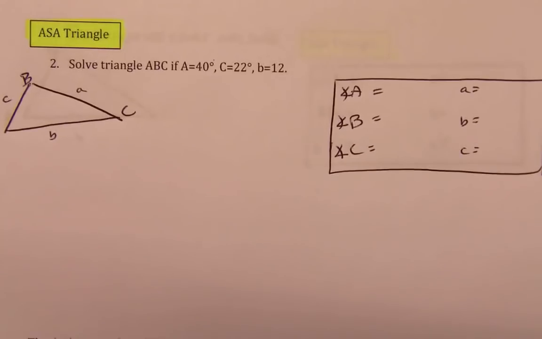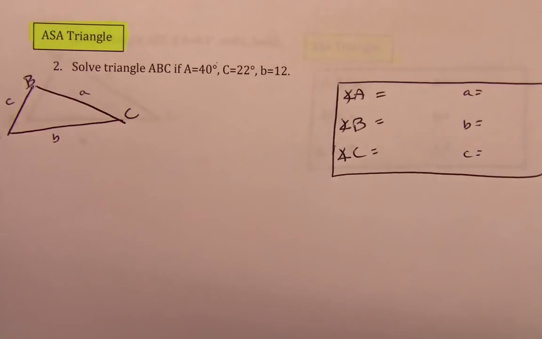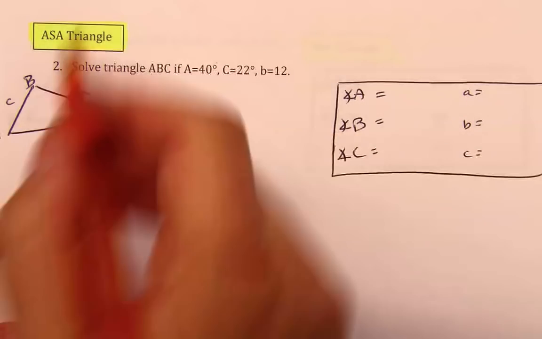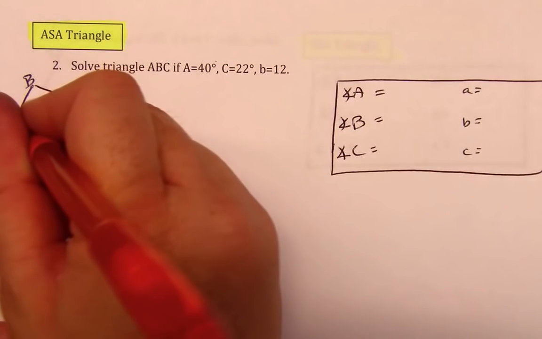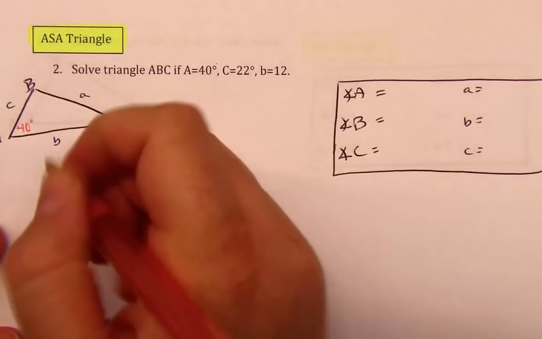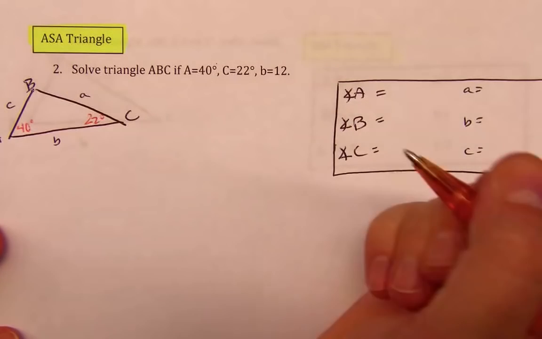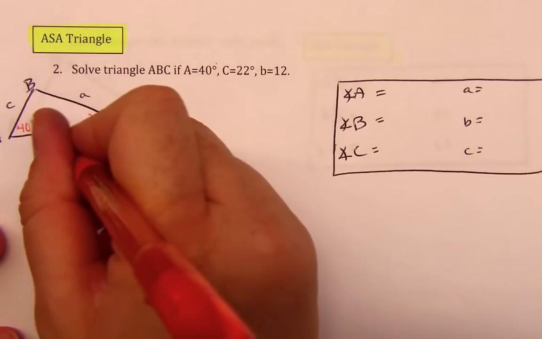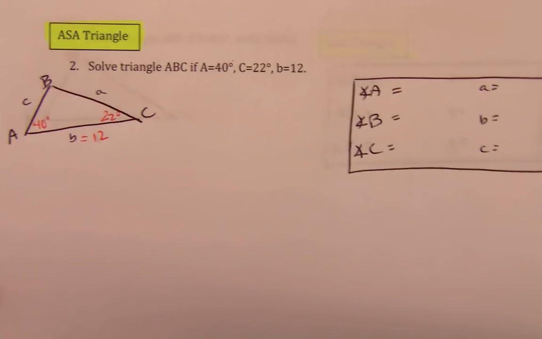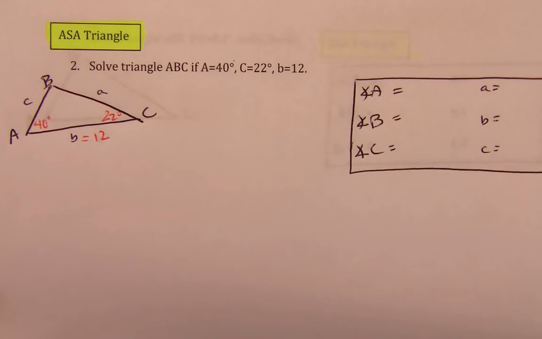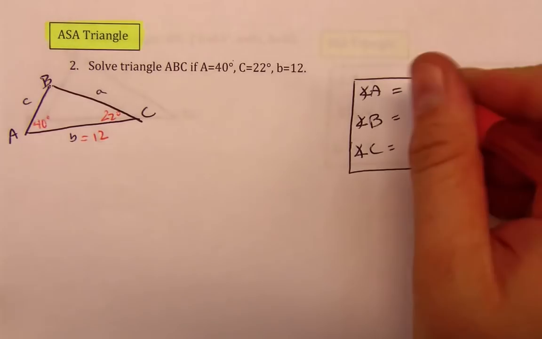I'll go ahead and move on to our next example. Now, in that other one, we were given one side and two angles. Again, here I'm given two angles and a side, but now it's in between. So angle A is 40 degrees, angle C is 22 degrees, and side B is 12 units. Okay. And I can go ahead and fill in what I know.